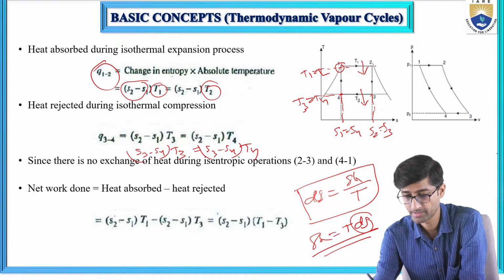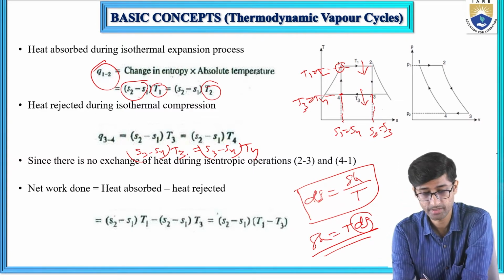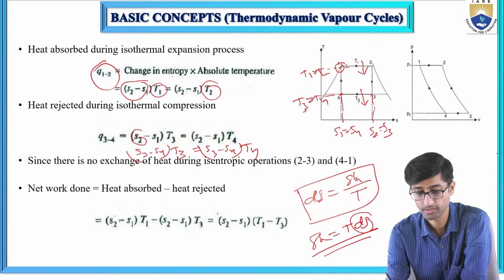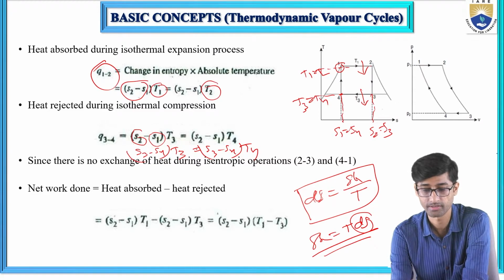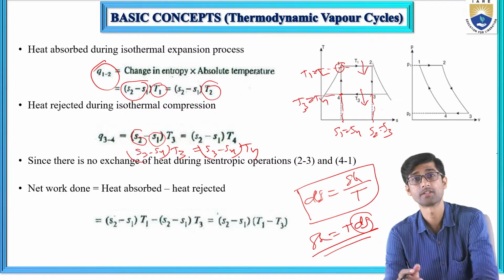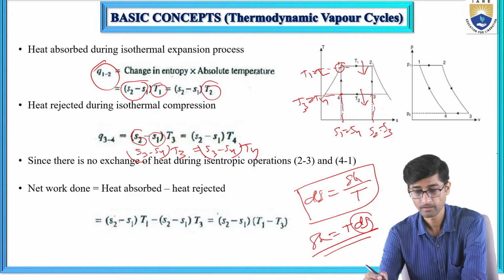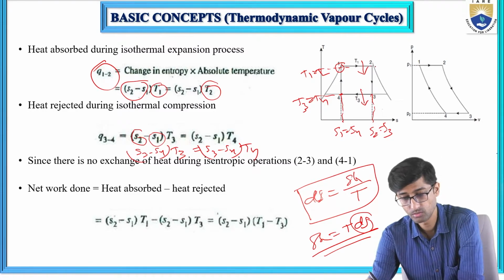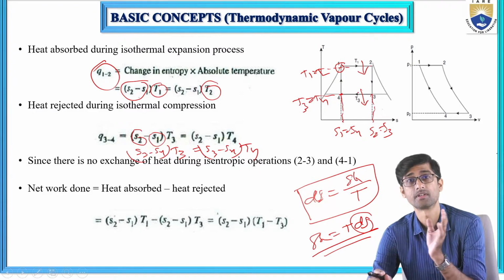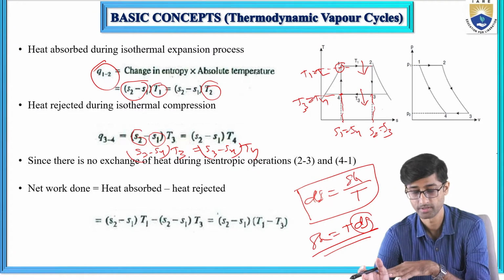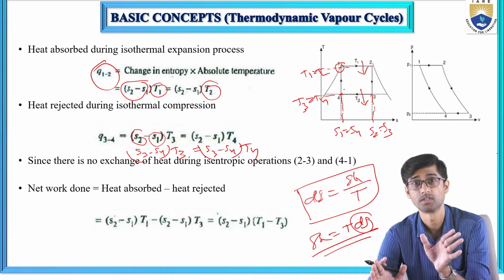Or we can write, this is an isentropic process, right? So S2 is equal to S3, so we can write S2 instead of S3, and S4 is equal to S1, so we can write S1 here. So this is how to calculate the heat absorbed: (S2 minus S1) into T3, or (S2 minus S1) into T4. Now if you see the processes 2 to 3 and 4 to 1, during these two processes there is no exchange of heat, because this is an isentropic process. There is no heat rejection, no heat transfer takes place.